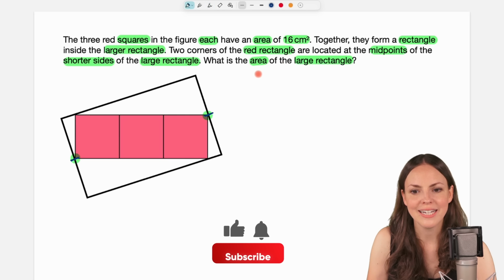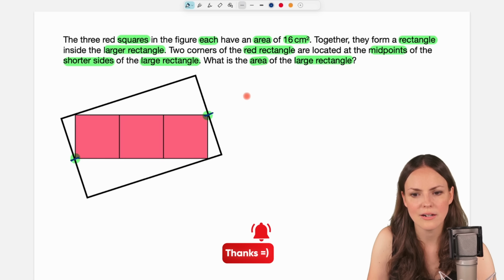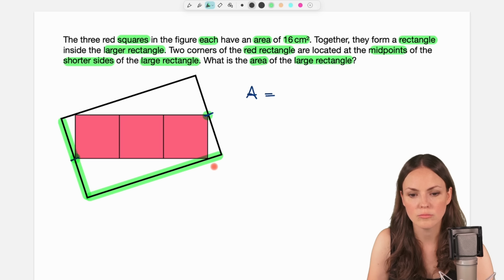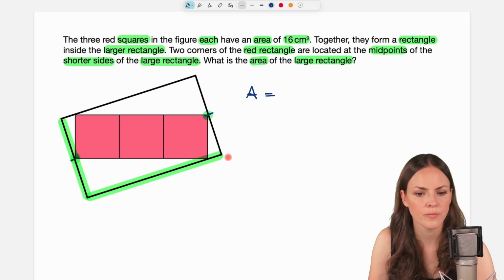Okay, so we want to find the area of the large rectangle. Let's call this area A, and how can we find it? We would need the length of this side here and the length of this side here, and then we only have to multiply these two lengths. What about this length here?